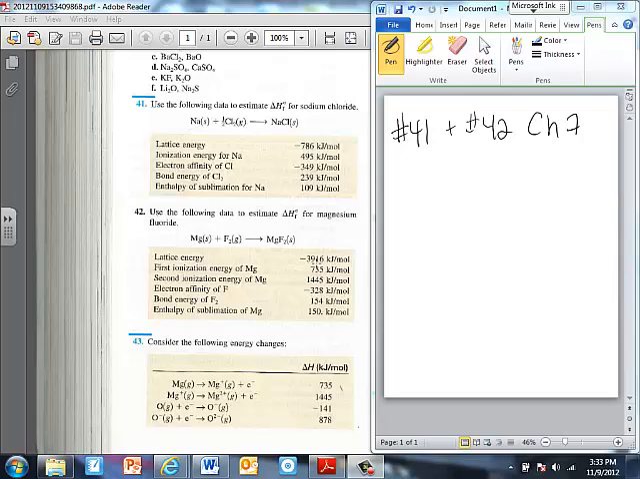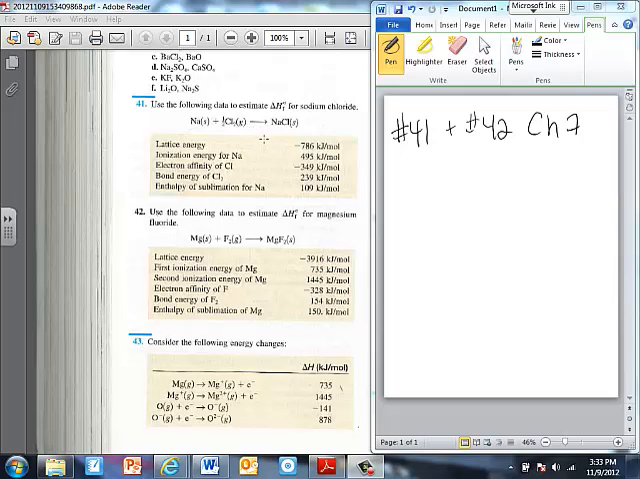All right, I want to talk you through number 41 and 42. I know I mentioned only 42, but I'll talk you through both of them just to show you how they compare. All right, what we're looking at here is you want to know the total delta HF for the entire process. And sodium chloride is pretty straightforward compared to the lithium fluoride that was in the notes and that was in the book.